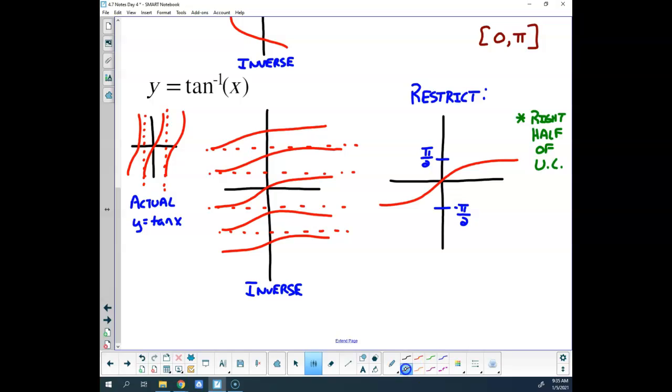The only thing that changes on this one is for our output, now we can't have it be exactly negative pi over 2 or positive pi over 2, because inverse tangent doesn't work there.